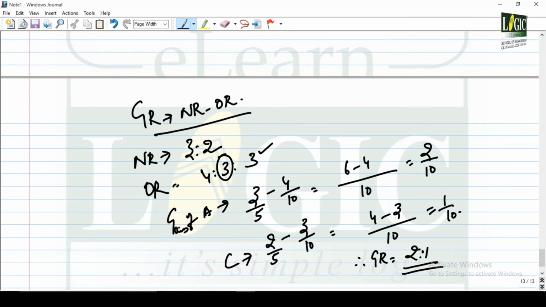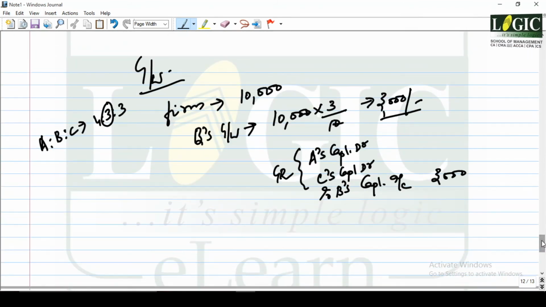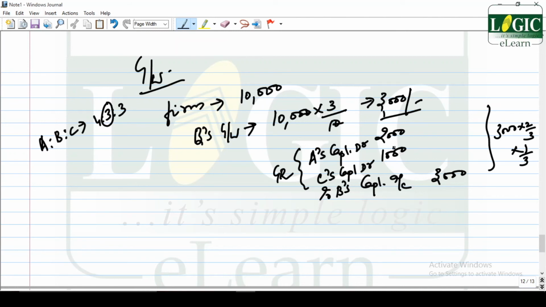Now, how will you incorporate this thing? 3,000 is to be done in the ratio 2:1. So 3,000 into 2 by 3 and into 1 by 3, turning out to be 2,000 for the first man and 1,000 for the second man. So I repeat, gaining ratio, B's share 3,000 should go to B. That is why B is credited. It is to be borne by A and C by adjusting through their capital account. So A's capital account debited, C's capital account debited.